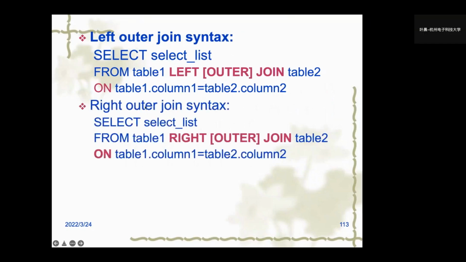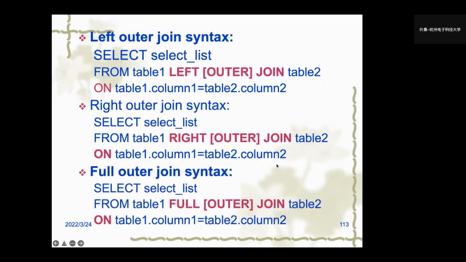And it's similar for the right outer join semantics. Here, for the right, you can write it right here, and the condition is the same. And for the full outer join semantics, here you use full to replace the left and right, and the condition is the same too.